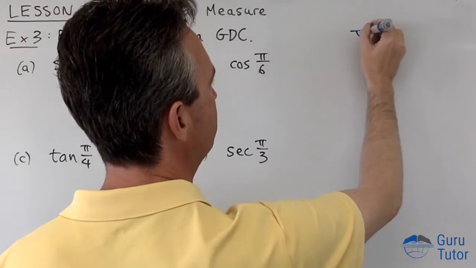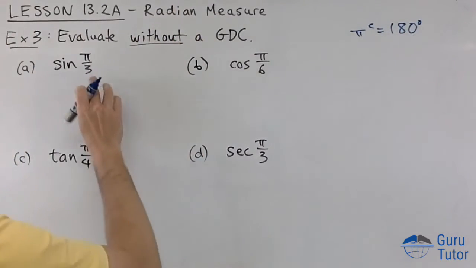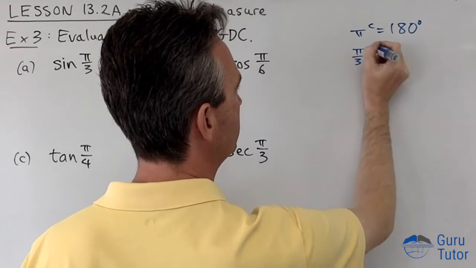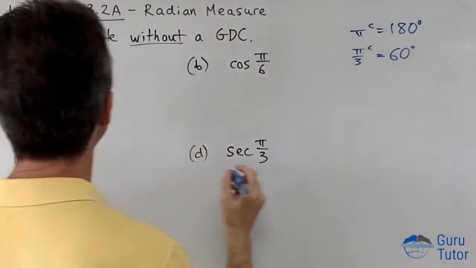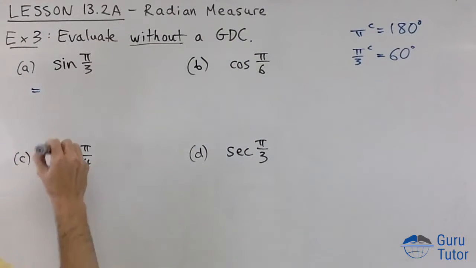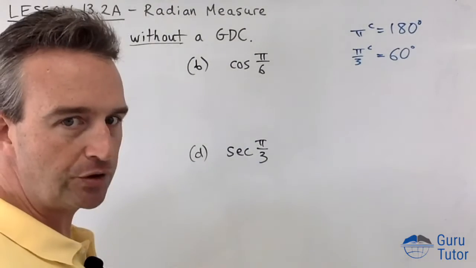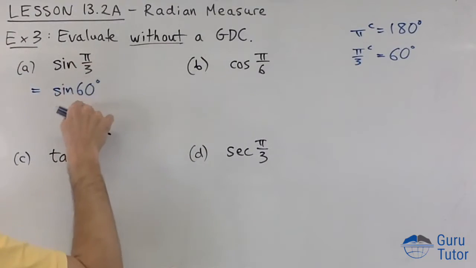So pi radians is 180 degrees. We always start there and work from there. What's pi over 3? Divide both sides by 3. Pi over 3 radians is going to be, divide that by 3, 60 degrees. So what we can do here is convert the pi over 3 to 60, sine 60. Notice I haven't actually done the trigonometry yet. I've just converted this angle in radians to this angle in degrees.